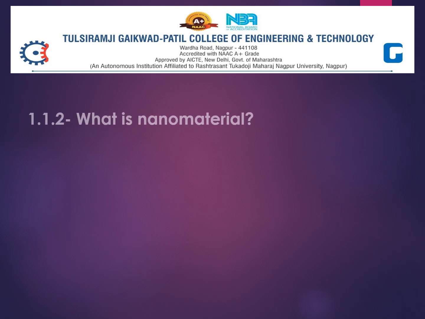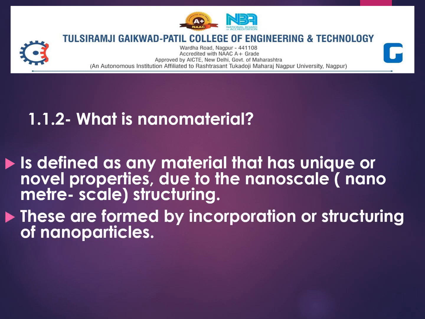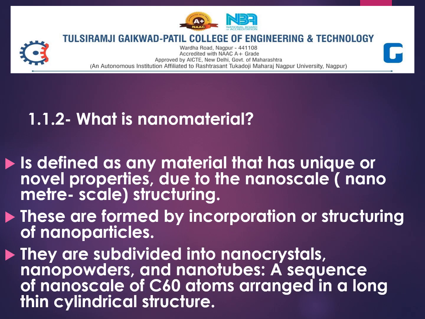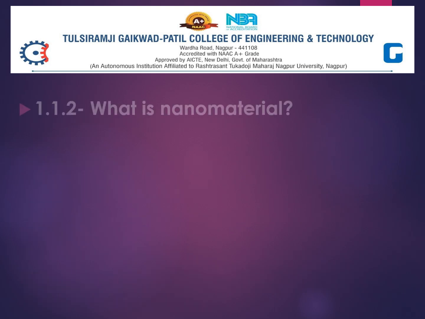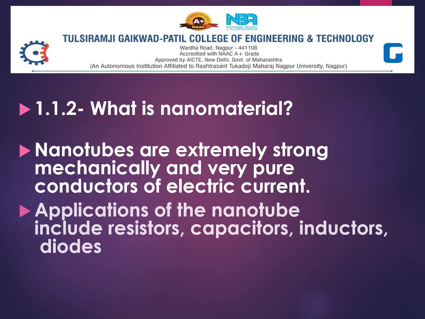So, what is nanomaterial? A nanomaterial is any material that has unique or novel properties due to the nanoscale structuring. These are found by incorporation or structuring of nanoparticles. They are subdivided into nanocrystals, nanopowders, and nanotubes, a sequence of nanoscale C60 atoms arranged in a long, thin cylindrical structure. Nanotubes are extremely strong mechanically and very pure conductors of electric current. Applications of the nanotube include resistors, capacitors, inductors, diodes, and transistors.